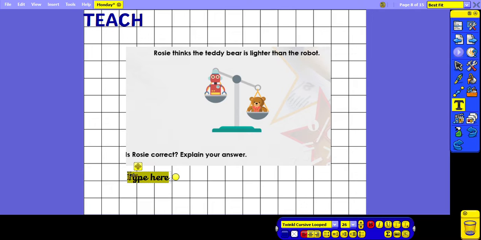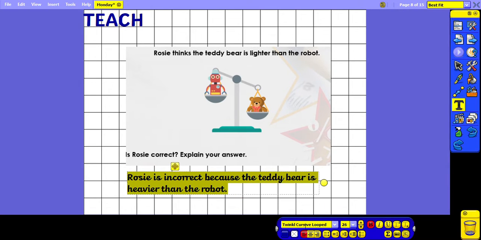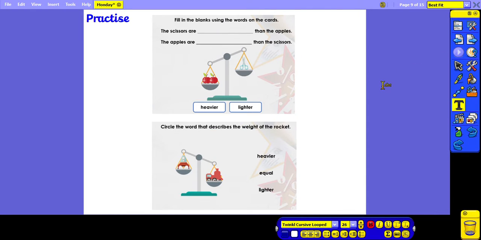So for our answer, we can write Rosie is incorrect because the teddy bear is heavier than the robot. So we have answered the question and we have explained why. Here there are a couple of practice questions for you to have a go at. So I would suggest pausing this to give you a chance to answer those before moving on.